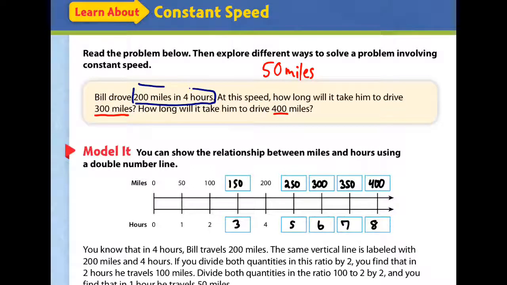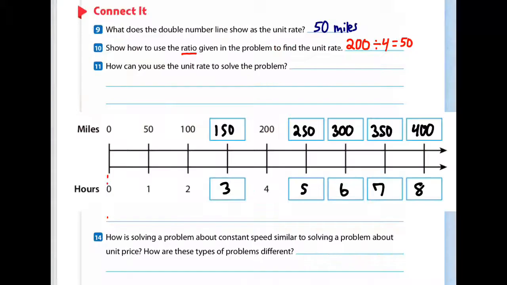So, let me go back to the other page. So first thing, to figure out how you would go 300 miles, I would do this. I would say, I know 50 times 6 is 300. Remember, 50 is the unit rate. So, 1 times 6 equals 6 hours. So in 300 miles, you'll go 6 hours.